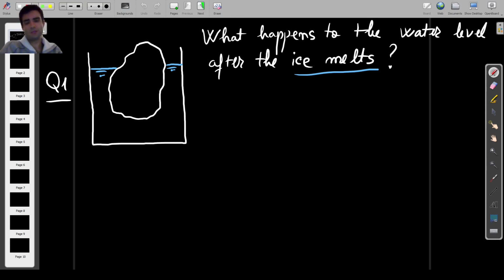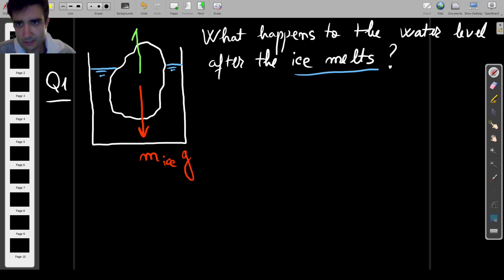So to understand what's actually going on here, we have to look at the forces acting on the ice chunk. First of all, we have the weight, which is just the mass of the ice times g, and then we also have this force which is acting upwards. I'm going to call this force Fp, because this is the force due to the water pressure at the end of the day.